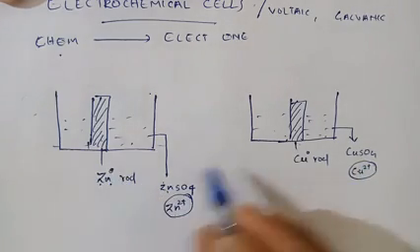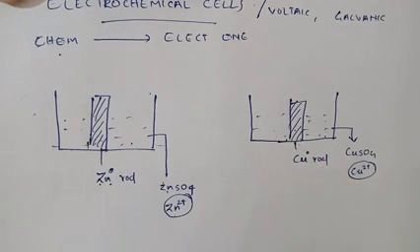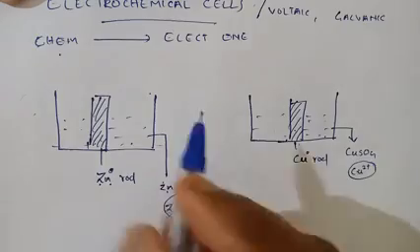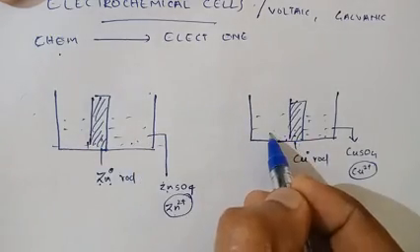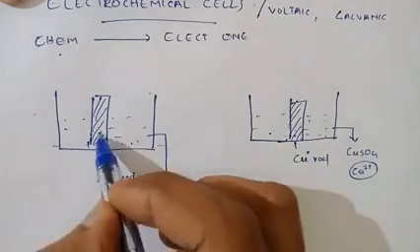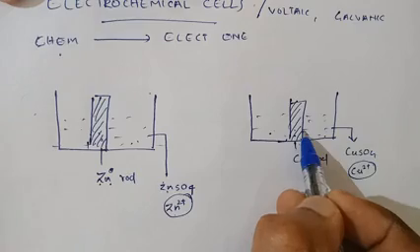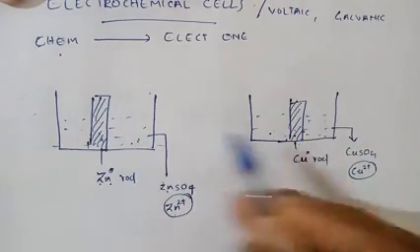Zn charge is 0, Cu charge is 0. In metallic state, always the charge will be 0. So here two metals are there, two electrolytes or liquids are there. What are the metals? Zinc and copper. What are the electrolytes? Zn2+ and Cu2+.